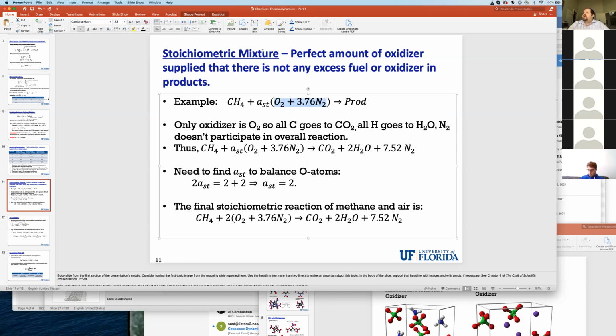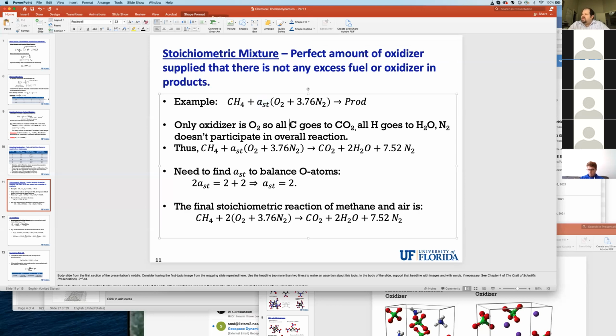We're going to first define a stoichiometric mixture, and that's the perfect amount of oxidizer supplied such that there's not any excess fuel or oxidizer in the products. I will typically use the subscript ST for this. So A_ST means the stoichiometric number of moles of oxygen needed to perfectly burn all the carbon atoms and all the hydrogen atoms. If we want to find the products assuming a stoichiometric mixture, the only oxidizer here is the oxygen molecule.